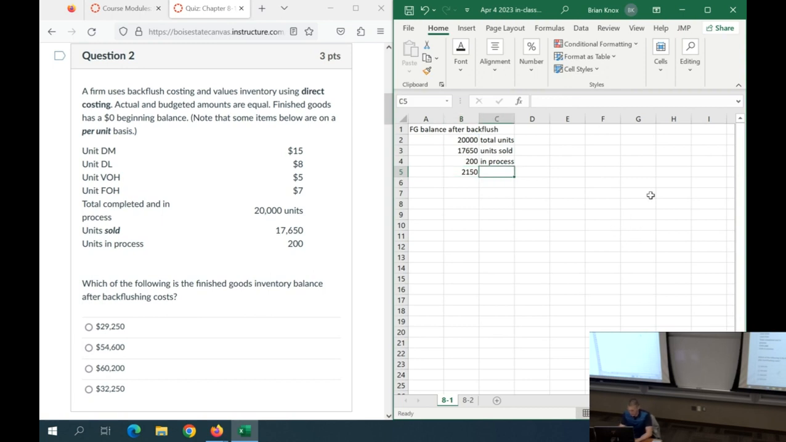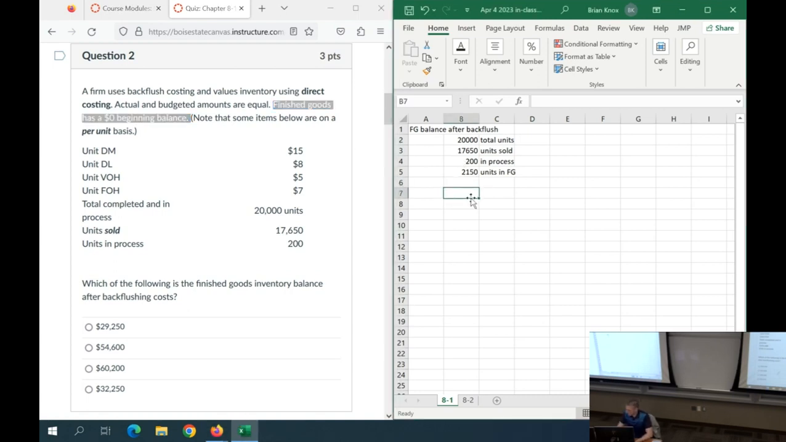This has to be the units in finished goods because they've been completed. They're in the 20,000 we started with. They're not sold yet, and they're not still in process. So they've been completed, which means they're not in process anymore. But they haven't been sold yet. 2,150. Okay, well now we can apply our unit rates to that 2,150 number of units, and figure out how many dollars we're sending over to finished goods, what we're debiting to finished goods, which is going to be the same as the ending balance because it has $0 beginning balance.